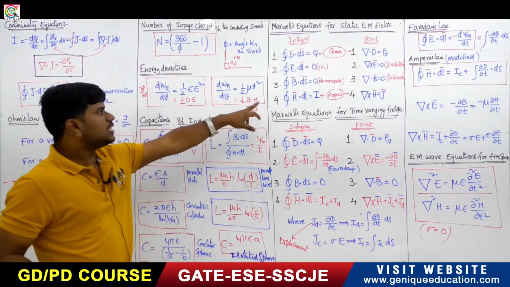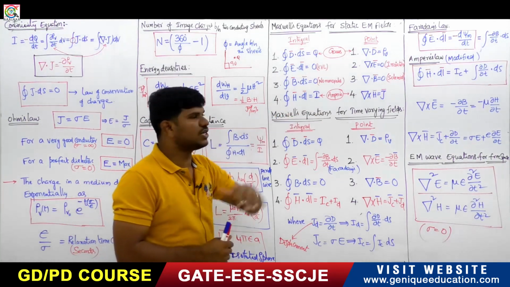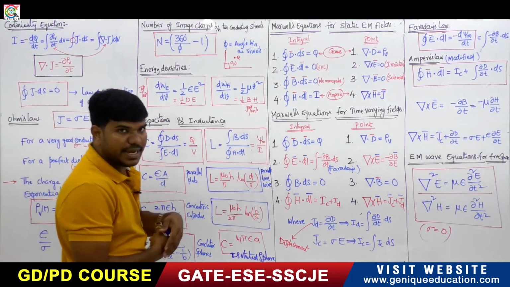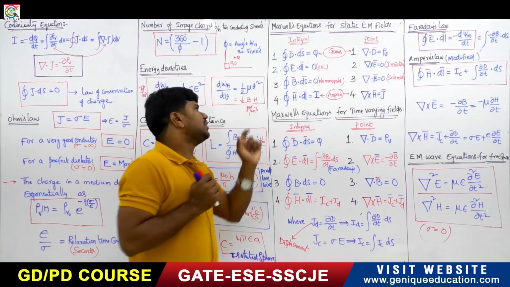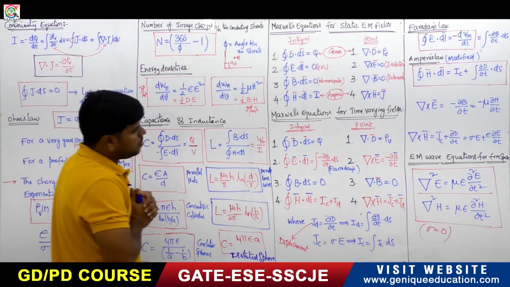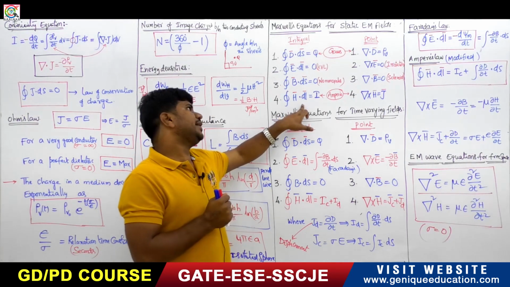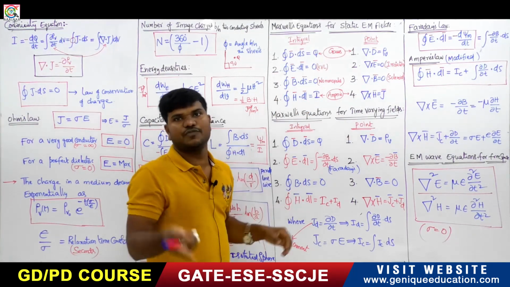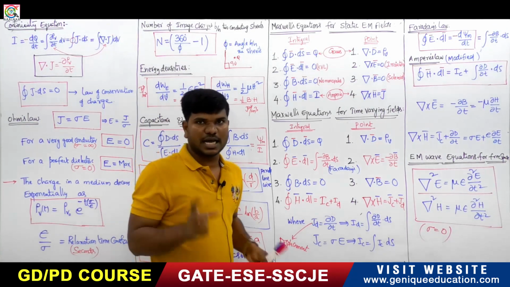Okay, so the closed integral of H dot dl is equal to I. What is this? It is called Ampere's law. If you observe this equation properly, closed integral H dot dl equals I means ampere per meter into meter equals amperes only. So within the closed loop the current will exist.